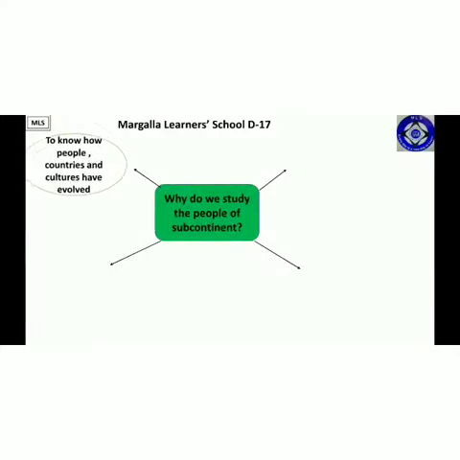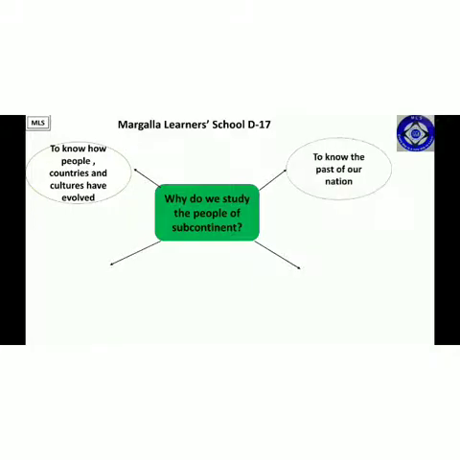The first reason is to know how people, countries, and cultures have evolved, to see how the people developed from one stage to another, and how their cultures came into existence. Another reason is to know the past of our own nation. As we are part of the subcontinent or South Asia, as we are in Pakistan, to know our own past, how our ancestors were, it is necessary to study the people of that area.